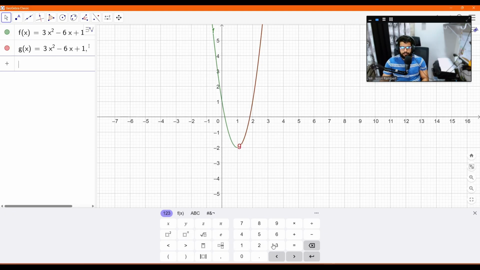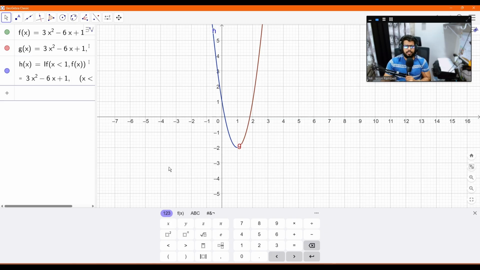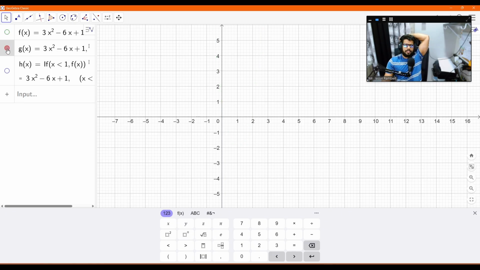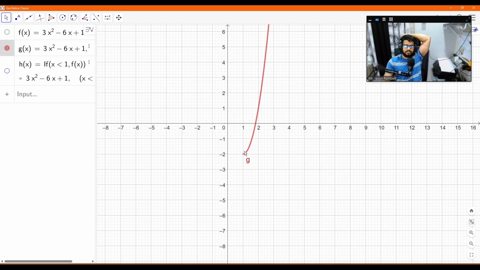I'm going to put it again, f of x when x is less than 1. Good. Lovely. Now this is my function. The whole function has domain all the real numbers. And then this is just half of the function. This right now, as I have it, is 1 to 1. This, as I have it here, is also 1 to 1, which is half of the function.